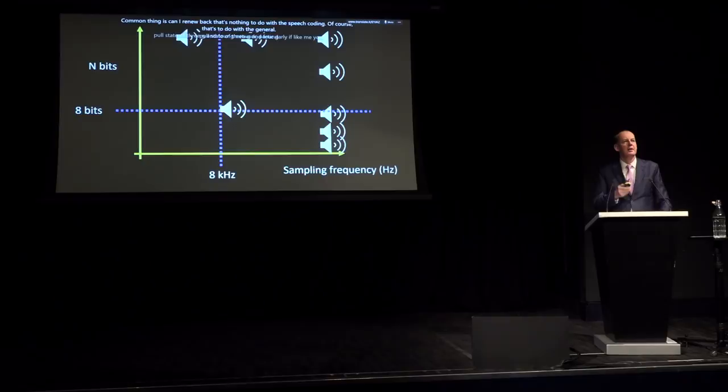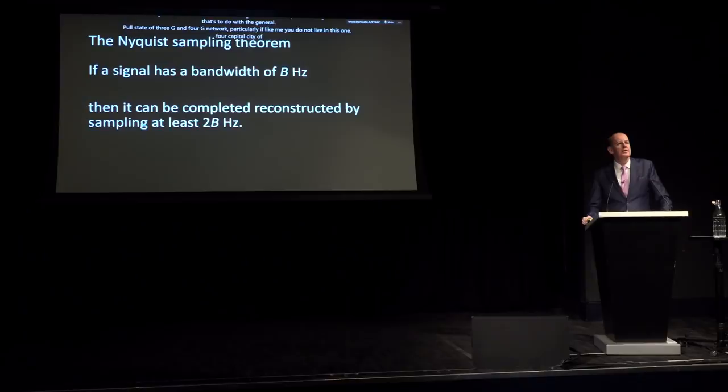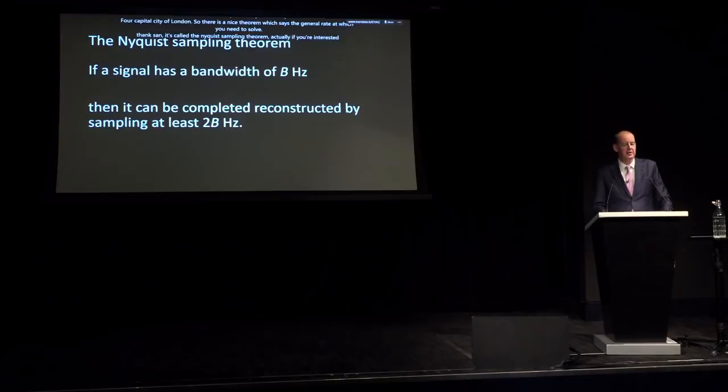So there is a nice theorem which says the general rate at which you need to sample things, and it's called the Nyquist sampling theorem. Actually, if you're interested, Wikipedia calls it the Nyquist-Shannon sampling theorem. In my last lecture, I talked quite a lot about Shannon, so I decided to suppress a bit of Shannon this time and talk a bit about Harry Nyquist instead, who is generally regarded as having thought of this.